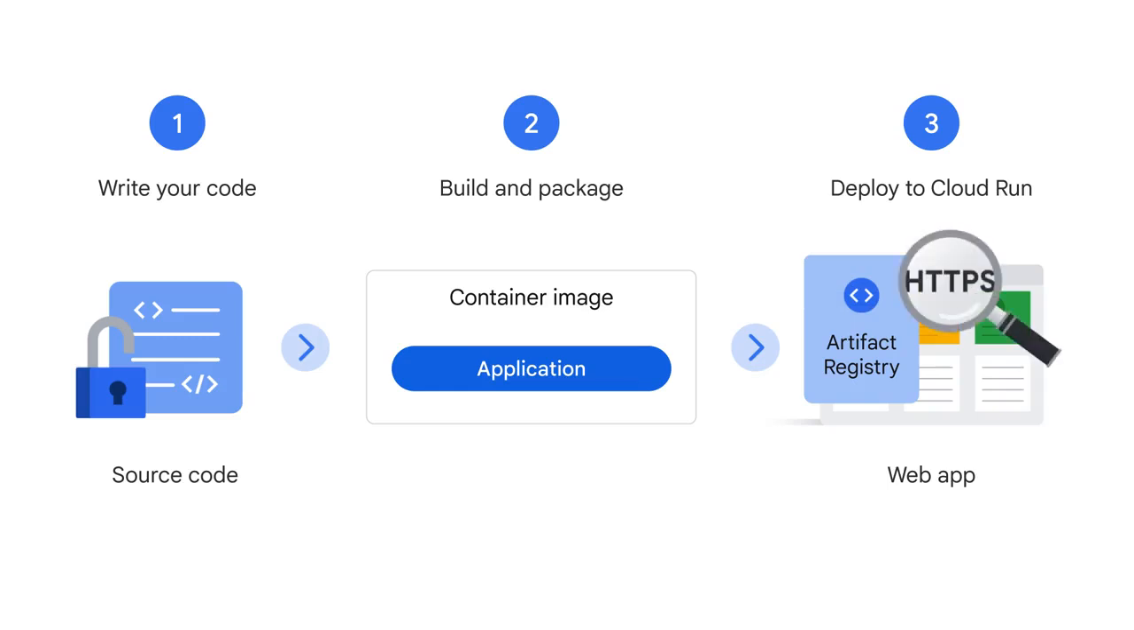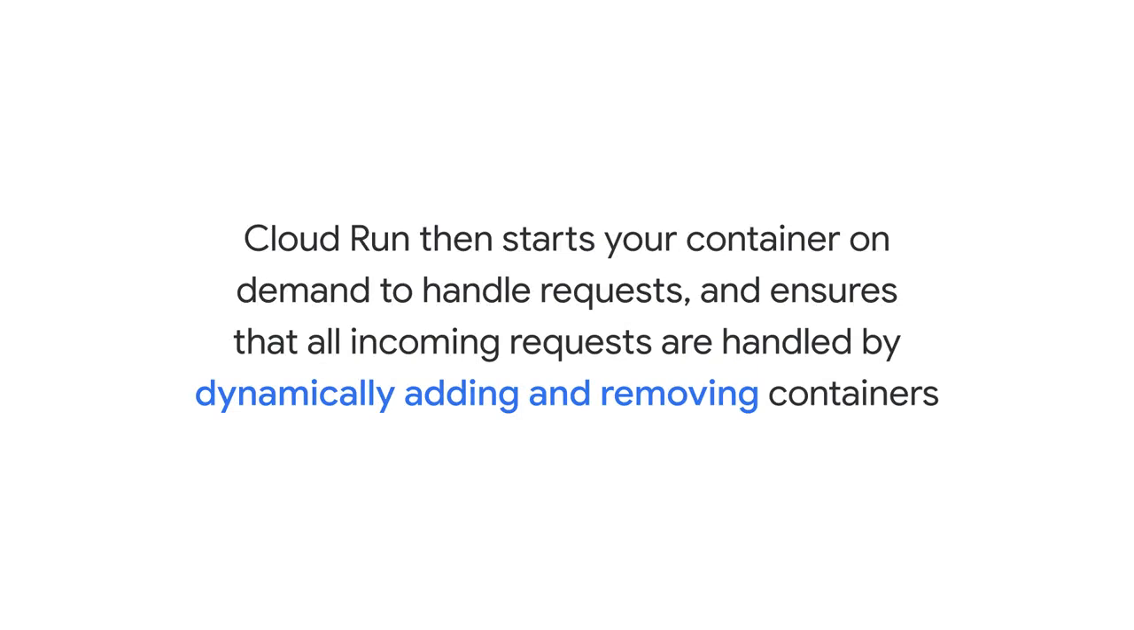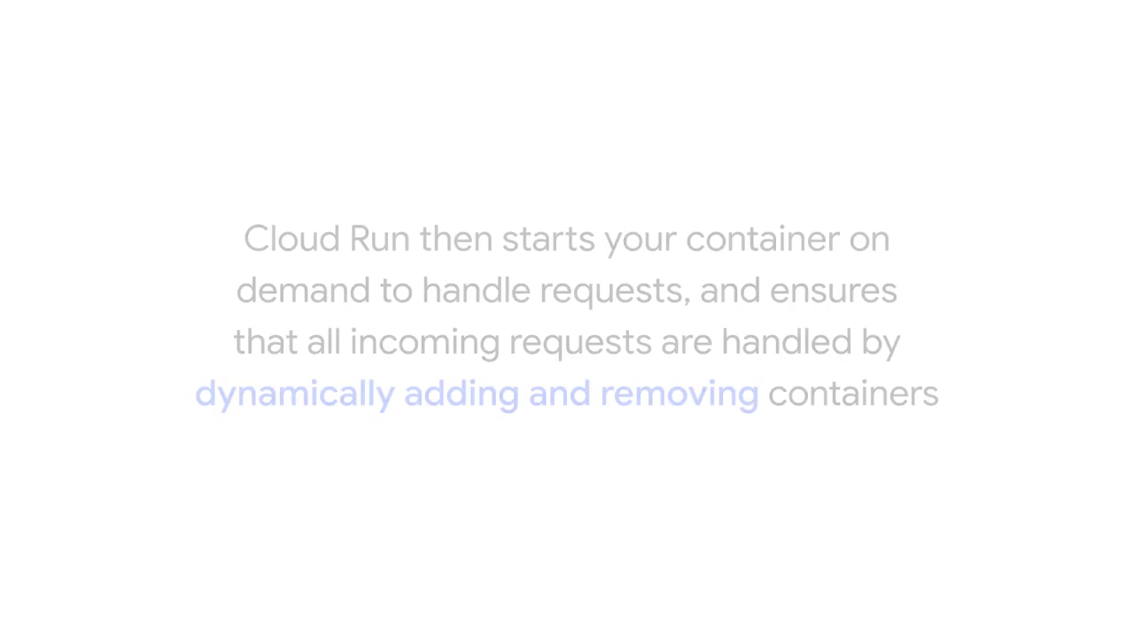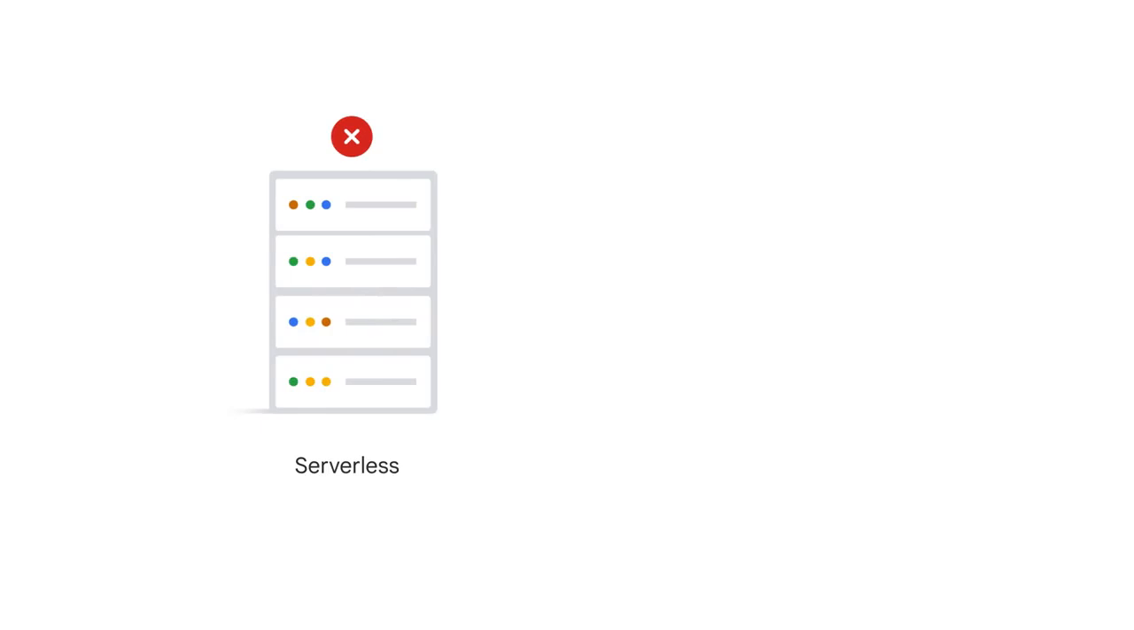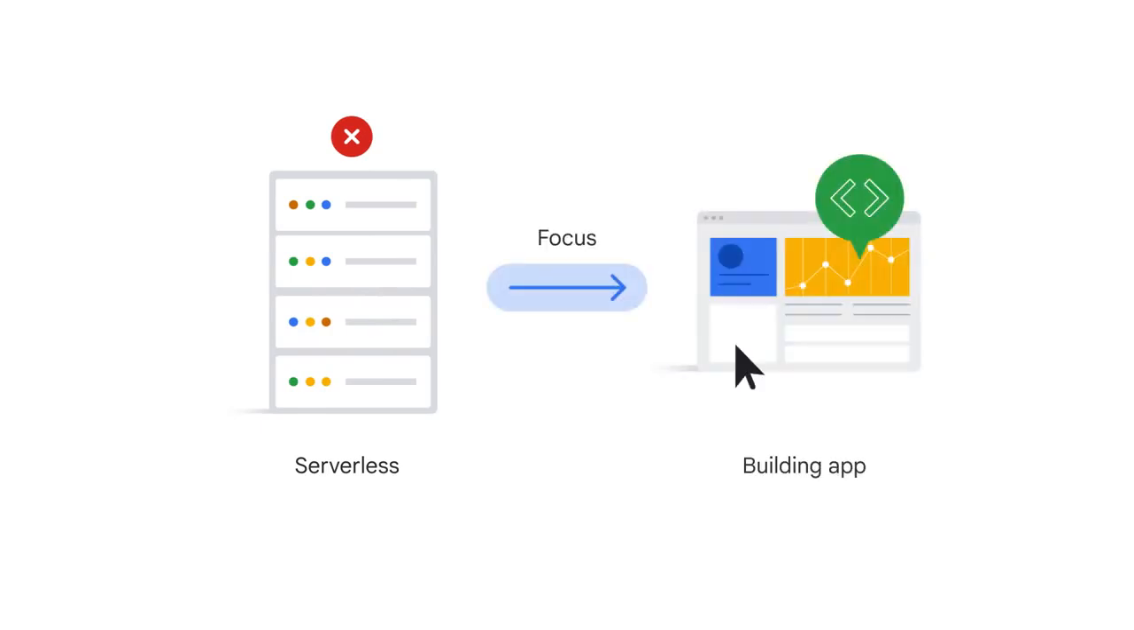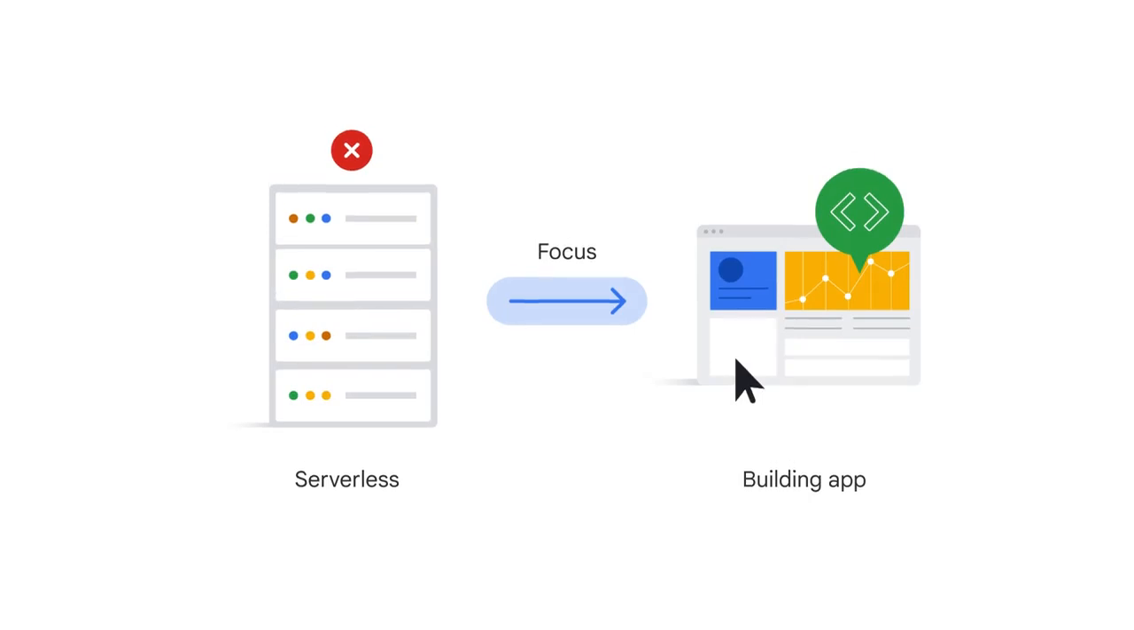Once you've deployed your container image, you'll get a unique HTTPS URL back. Cloud Run then starts your container on demand to handle requests, and ensures that all incoming requests are handled by dynamically adding and removing containers. Because Cloud Run is serverless, it means that you, as a developer, can focus on building your application and not on building and maintaining the infrastructure that powers it.